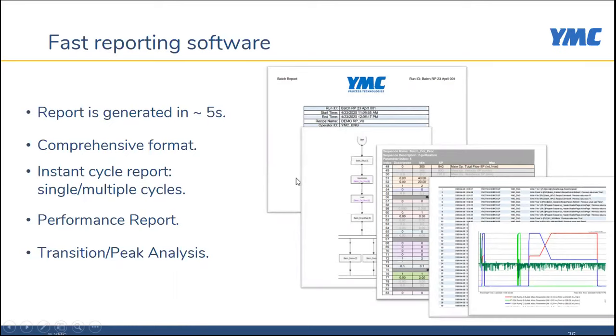The MCSGP process can run for days or hours. You don't want to wait until the end to know what's happening or what has happened with your process. So our tools can generate the report instantly, either for a single cycle or multiple cycles at any time. You can also configure the report to include performance, also transition and peak analysis in this tool.